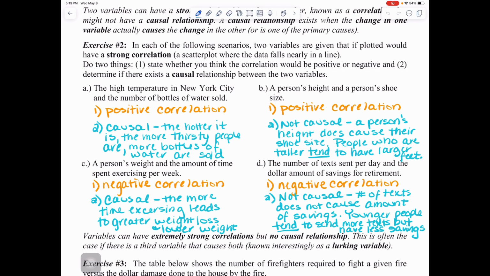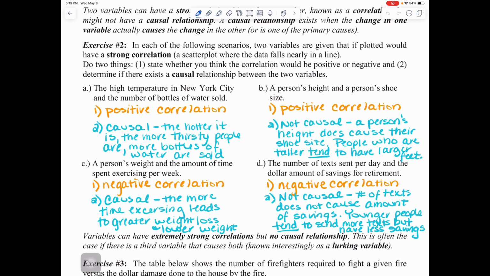And then in part D, the number of texts sent per day and the dollar amount of savings for retirement. So this is a negative correlation. As the number of texts sent per day goes up, the dollar amount of savings for retirement comes down. This is not a causal relationship. The number of texts does not cause the amount of savings. Younger people just tend to send more texts and have less savings because they're younger. They haven't had as much time to save as someone who is older.